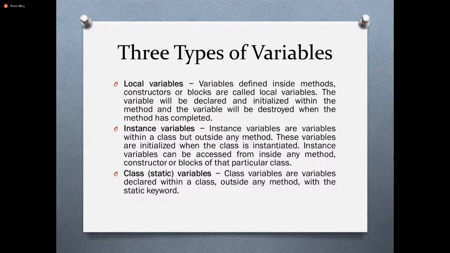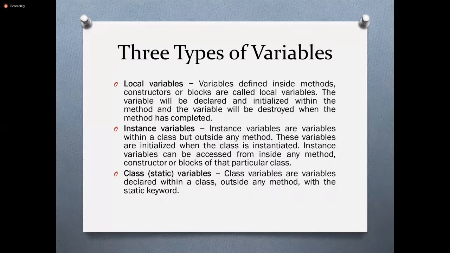Then we'll move on to the instance variables. These are the variables which exist within a class but outside any method. Right? Sometimes if you have referred to programs or programming materials available on the internet or other learning materials, you may have seen this. Instance variables are declared within a class, but do not belong to a particular method. These variables are initialized when the class is instantiated. An instance variable can be accessed from inside any method, constructor or block of that particular class.